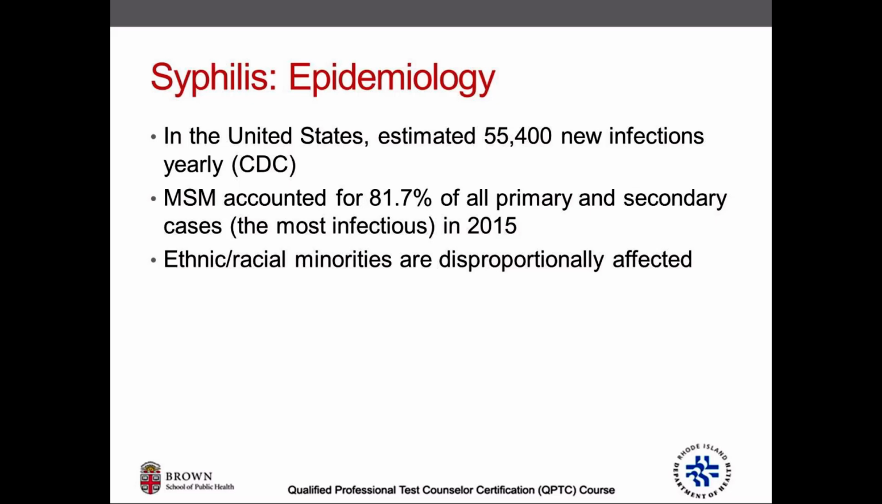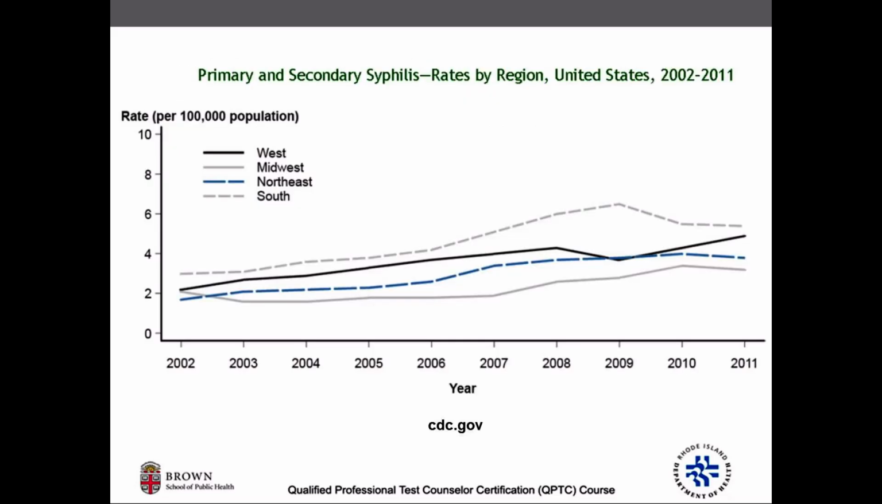In the United States, there's an estimated 55,000 new infections yearly. MSM account for approximately 82% of all cases in 2015. And as with other STDs, different racial and ethnic minority groups are disproportionately impacted. As with the other STDs, the majority of syphilis cases are observed in the South, with the West in second.